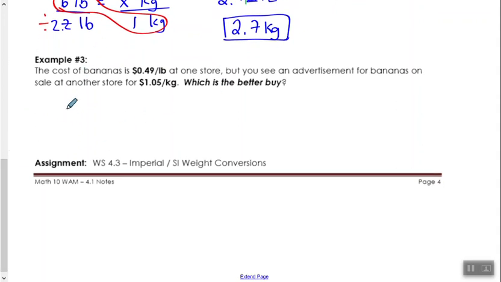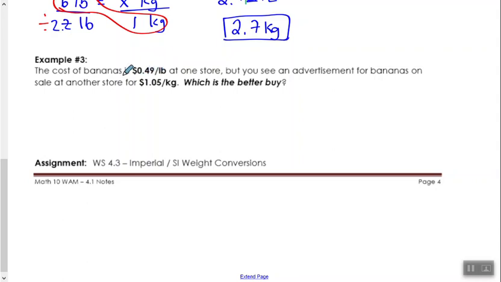Our last example, we have the cost of bananas is 49 cents a pound at one store, but you see an advertisement on sale at another store for $1.05 per kilogram, and we want to know which one is going to be the better buy. Now, in order to do this question, I'll need to convert one of these either into pounds or kilograms.